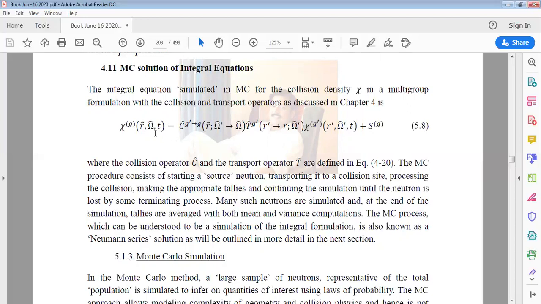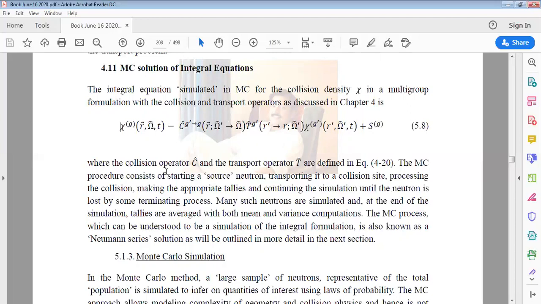So let's look at this process. This is the scattering kernel written K, where K is written separately as C times T. First the transport takes place, then the collision takes place, which changes the energy and the angle. So this is a perfect depiction of what is happening in nature.